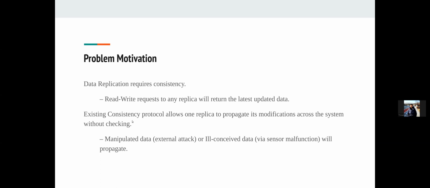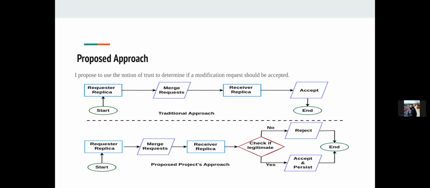Manipulated data, which can be due to an external attack, or ill-conceived data, which can happen by sensor malfunction, will propagate across the system. For example, there is a replica A which has some wrong data. The reason can be manipulation or maybe sensor malfunction, whatever it is. But the thing is that replica A has wrong data. Now replica A propagates this data to other replicas. If the other replicas accept this request without any verification, then they will all start containing wrong data also. So eventually the whole system will contain wrong data. So that's the problem. So in this project, I propose to use trust to determine if a synchronization request should be accepted from a replica or not.